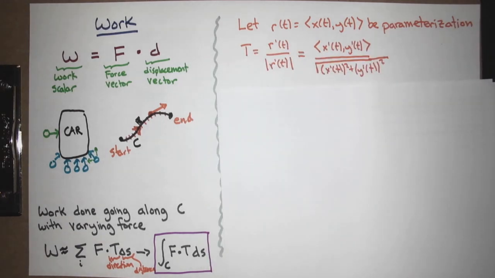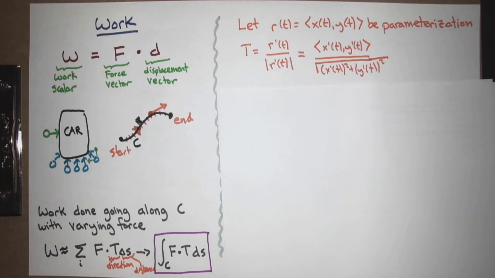Suppose we have r of t. We're going to use r of t to represent our parameterization. So x of t, y of t, that's our two-dimensional parameterization. Everything we do here can generalize to 3 dimensions, but we'll start in 2D. How do you find the unit tangent vector?